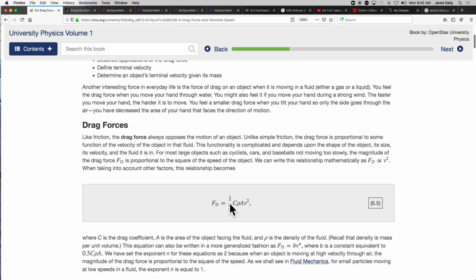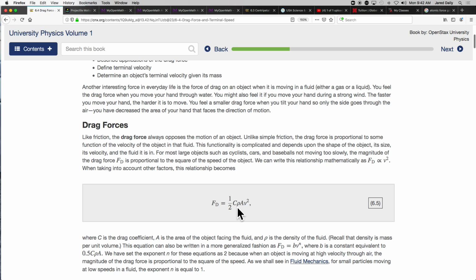1/2 C times rho, being the Greek letter rho, times A v squared. Now, of course, the v is going to be your speed, just like it always is. The lowercase v without any boldface is the speed, it's not the vector velocity. So if you take the speed through the fluid squared, and then the rho is used for the density of the fluid. So whatever the density of the fluid is, you put that there.